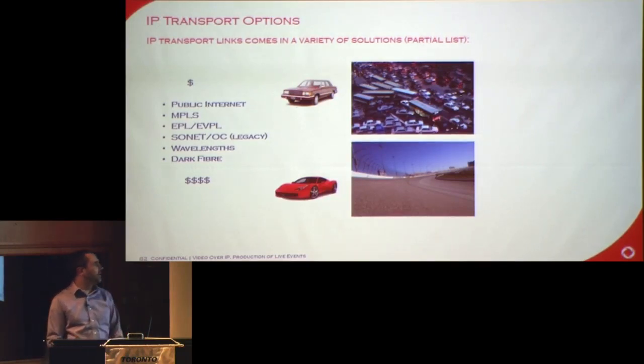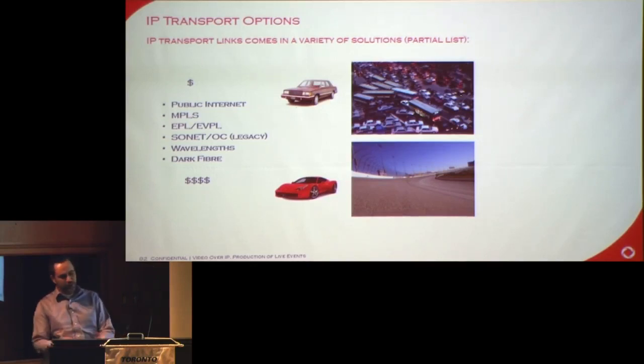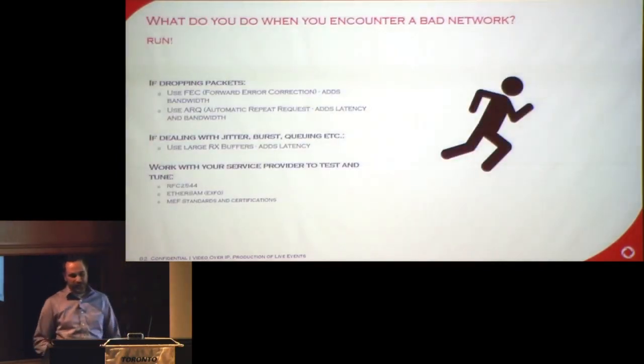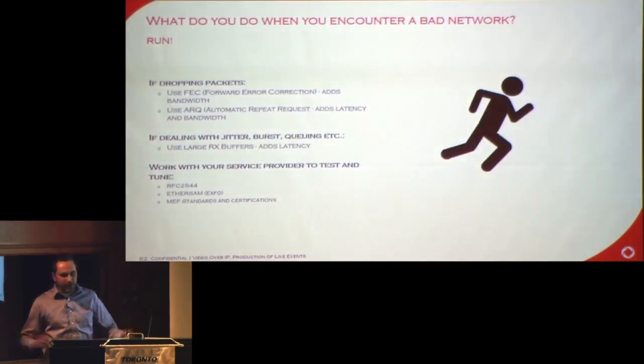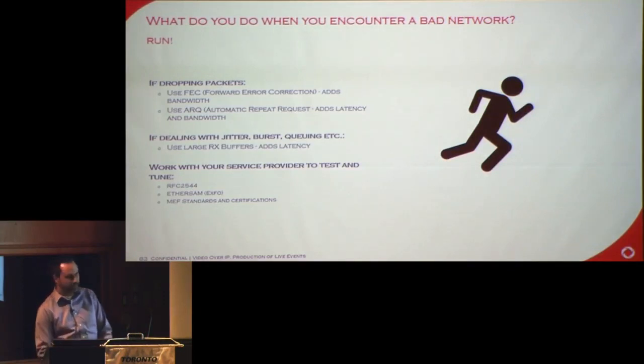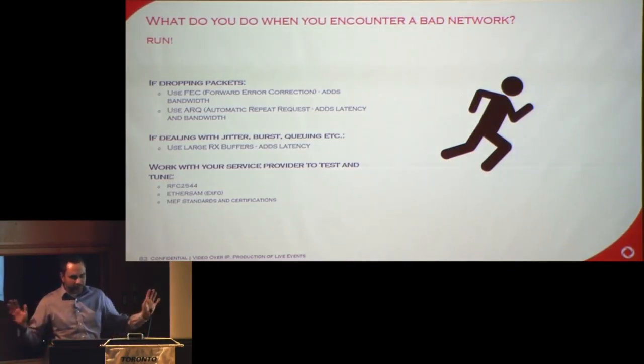So there's that analogy. Whereas if we go to the far end of the spectrum and go to the dark fiber or the wavelength side, you're going to pay a little bit more, but you're buying a race car and you're putting it on a private track, and we can guarantee now our lap times each time. So you're out building a network, and you do encounter one of these networks that's dropping packets or dealing with jitter and congestion. I say, get off it, don't use it, run.